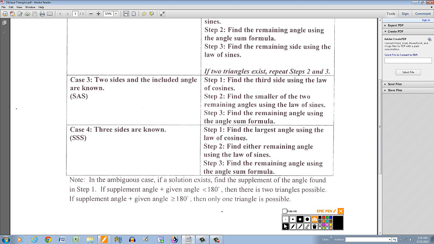Okay, so find the largest angle using the law of cosines, and then find either remaining angle using the law of sines, and then find the remaining angle using the angle sum formula. In other words, once you know the 2 angles, it's easy to get the third one because they have to add up to 180. Okay, so this is the foundation that I'm setting here for the maybe 2, 3, or 4 videos that are coming up on law of sines and law of cosines, and I'm going to deal with all the different scenarios and briefly go over some of these with you. But this is just setting the foundation for what's to come.